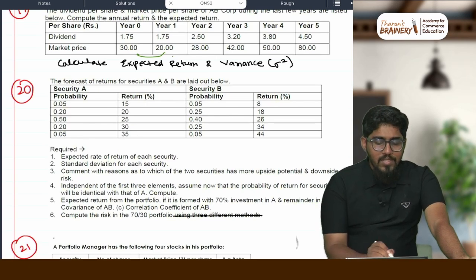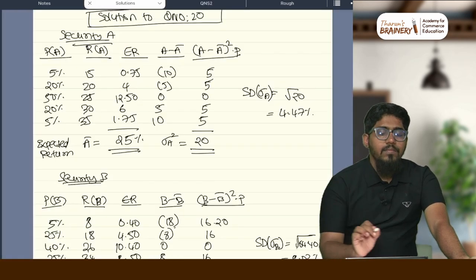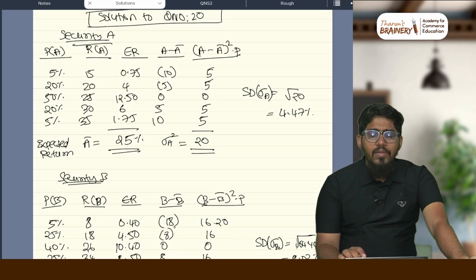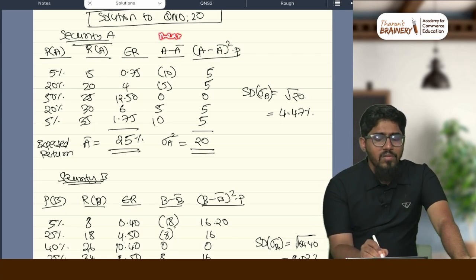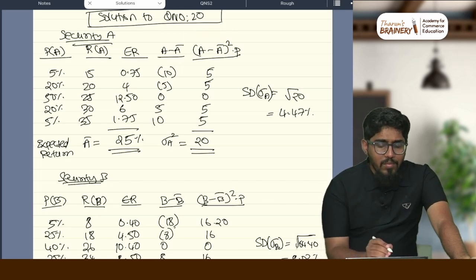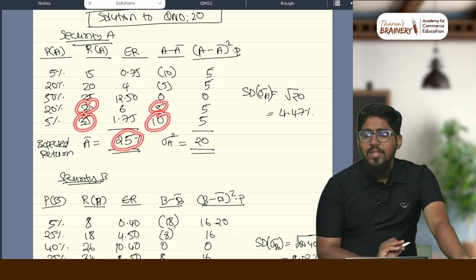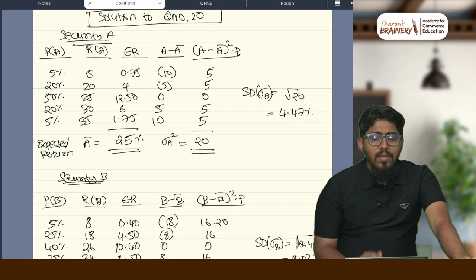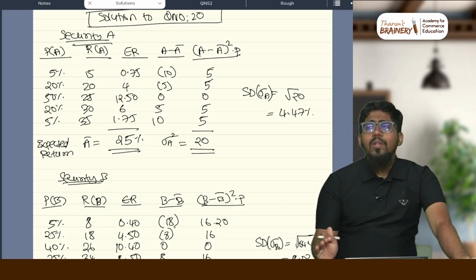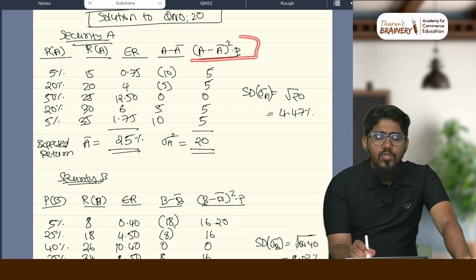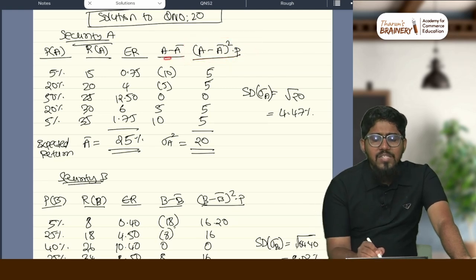So this is done. Now find out the standard deviation of each security. What is the formula for standard deviation? First mean deviation. So A minus A dash, which is 15 minus 25, minus 10. 25 minus 25, 0. 30 minus 25, it is 5. 35 minus 25, it is 10. Second, mean deviation square and to calculate variance, into probability. So directly the two steps I am doing in one step. A minus A dash square into probability.